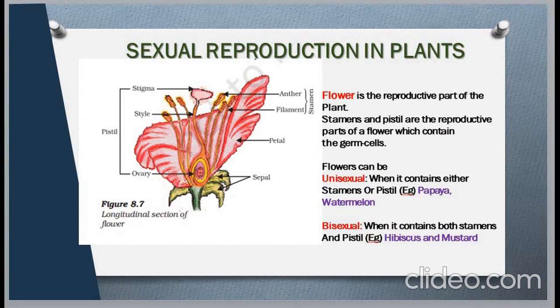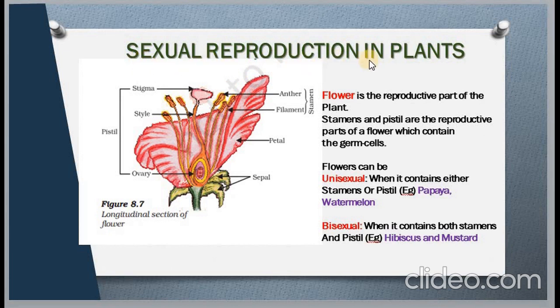In today's session, we'll be seeing the topic sexual reproduction in plants. So what is meant by sexual reproduction? In sexual reproduction, there is involvement of two parents, one male and one female, and there is fusion of male and female cells leading to formation of zygote.